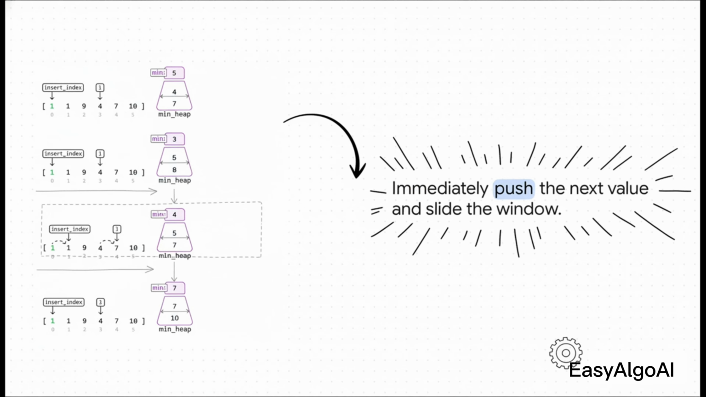But our window needs to keep sliding forward. So, immediately after popping that one out, we take the very next available number from our unsorted array and push it right into the heap. By popping one out and pushing a new one in, our heap maintains a constant size of k+1. It perfectly mimics our sliding search window moving from left to right.